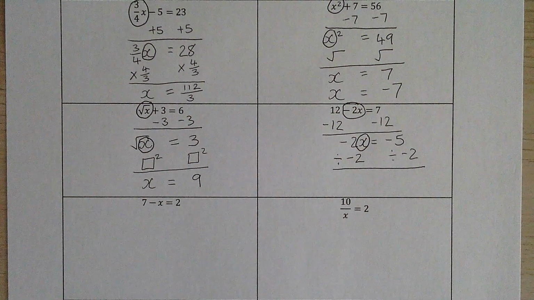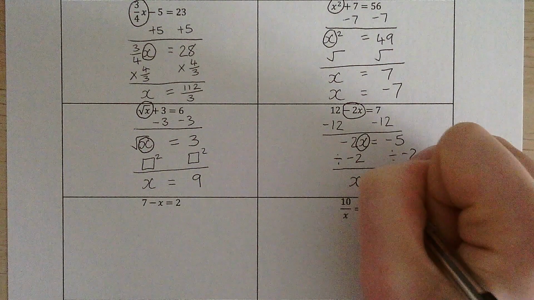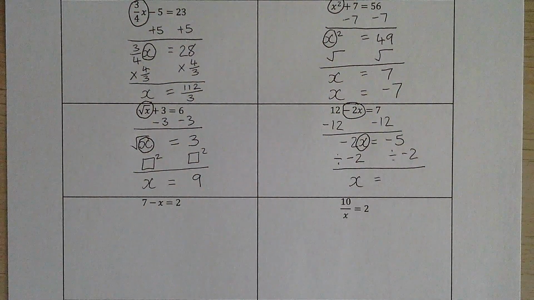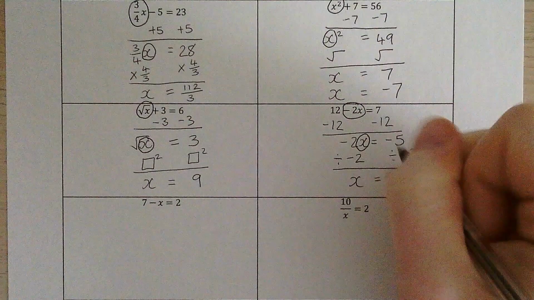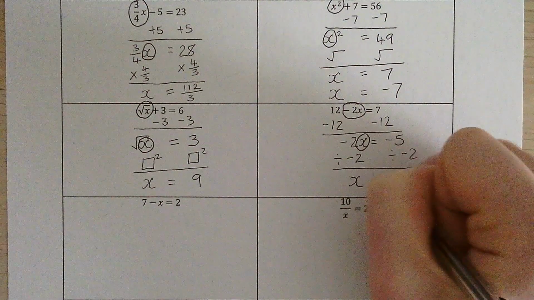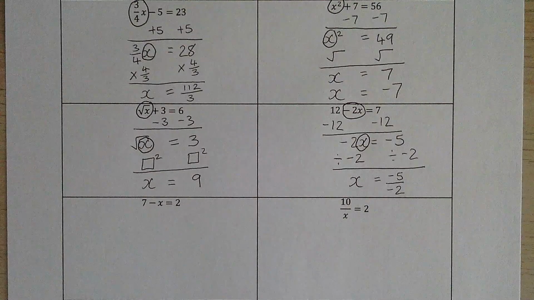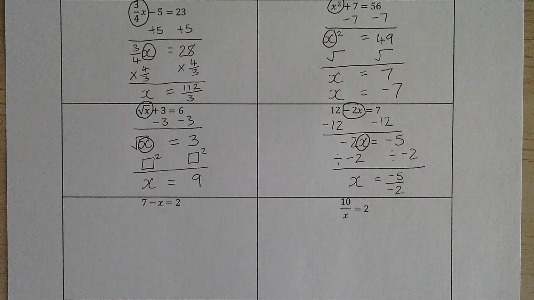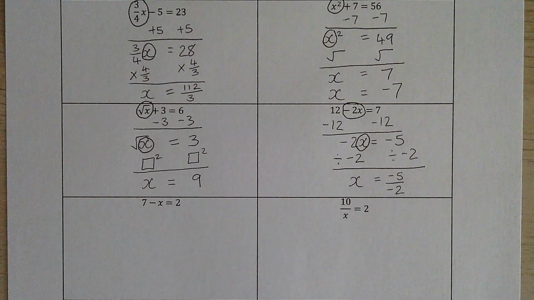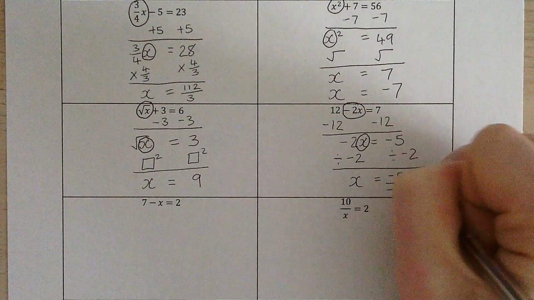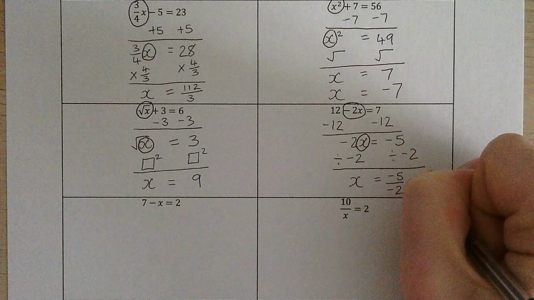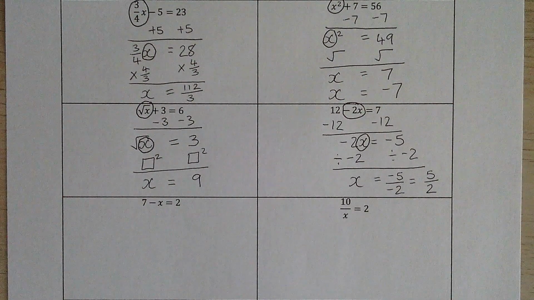Those minus 2's will cancel out, giving us x equals, and we have minus 5 divided by minus 2. Because they don't divide nicely, we can leave it as a fraction, but what we can do with this fraction is, because we have 2 negatives in the calculation, they will cancel each other out, leaving us with just 5 over 2.